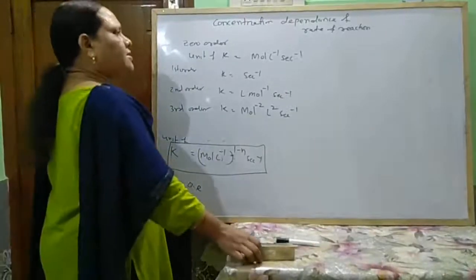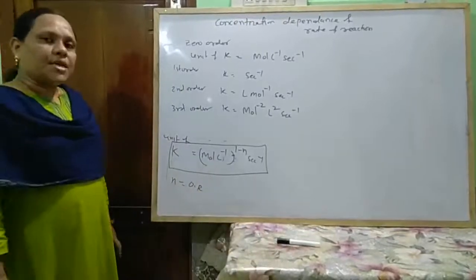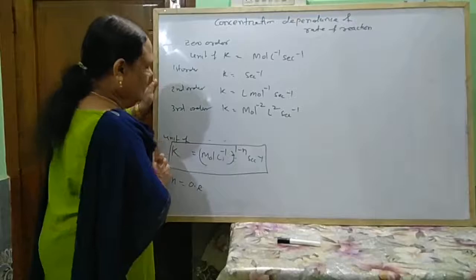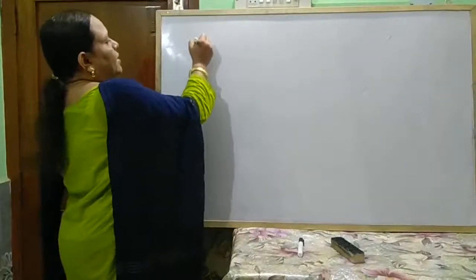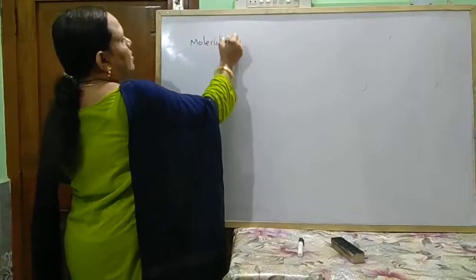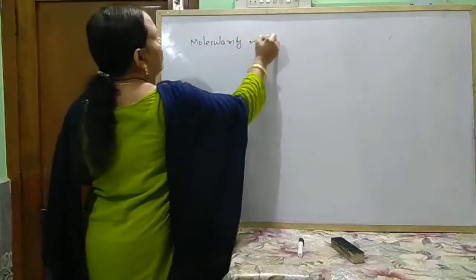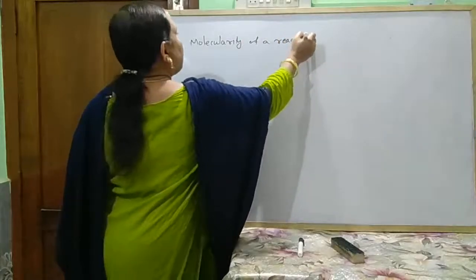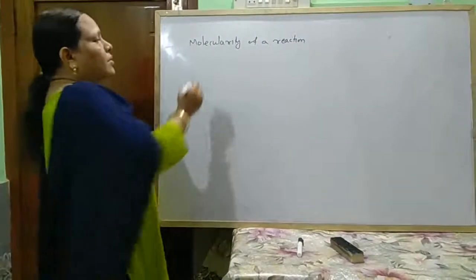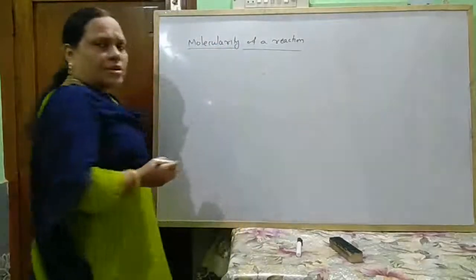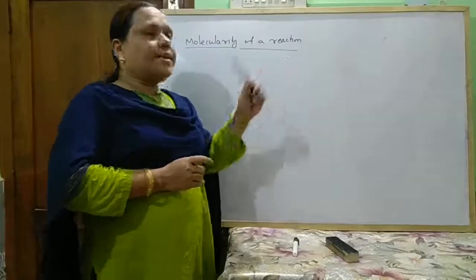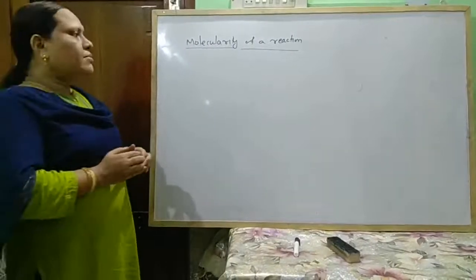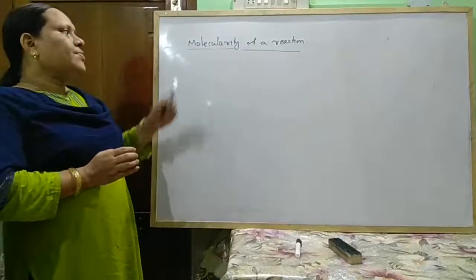Next come to another term that is known as molecularity of a reaction. What is molecularity? Order of reaction is determined on experimental basis, and molecularity of a reaction is generally determined on theoretical basis from a balanced chemical equation.